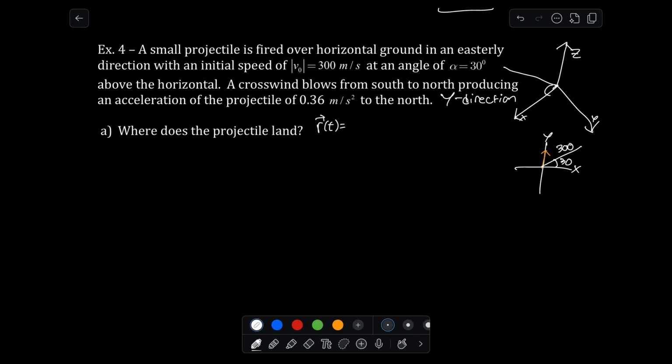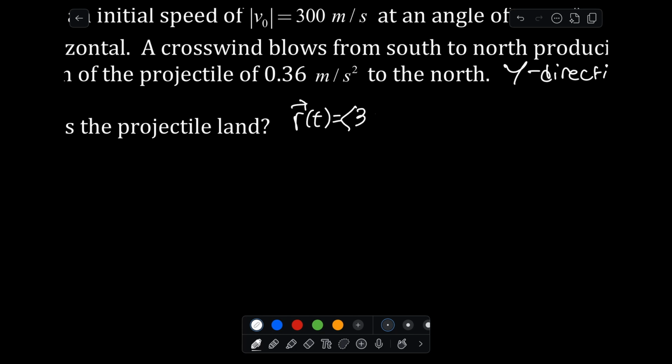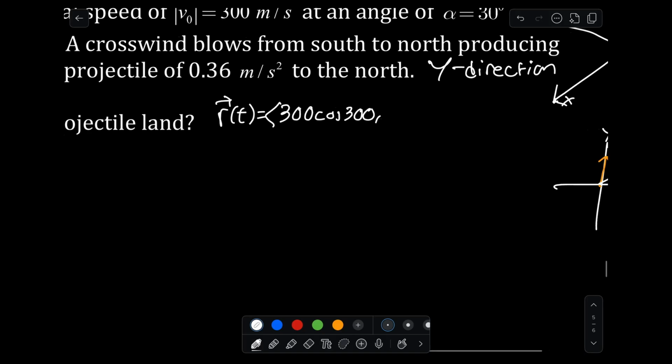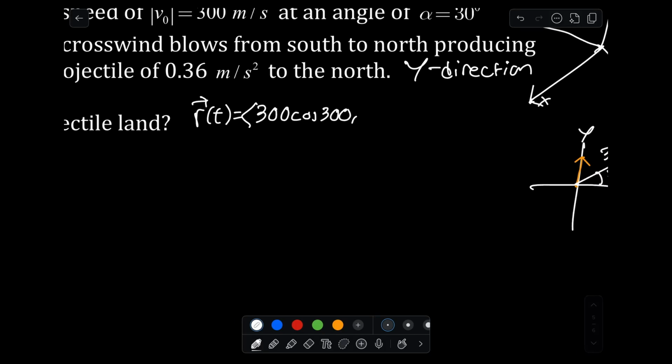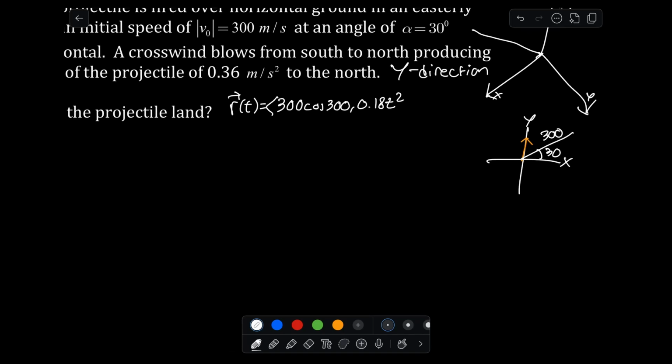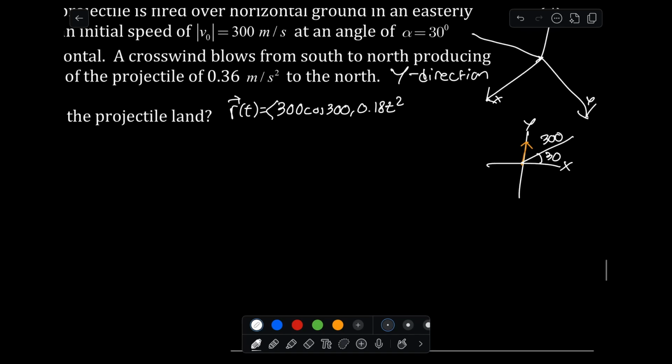Also, since it's meeting at the x-axis, it's going east. It's going up and east. So that means we know that it's going to be something like this. 300 cosine of 30. Nothing else. 0.18 t squared. There's nothing in the y position or the y velocity, right?